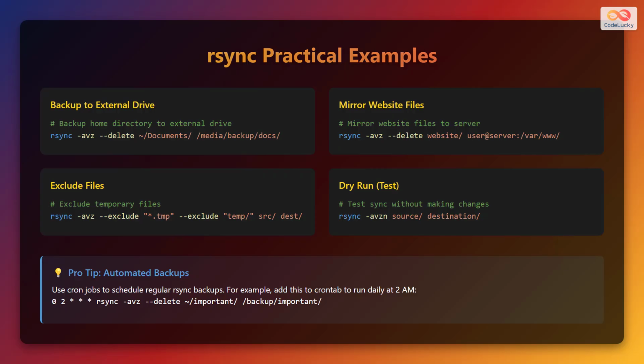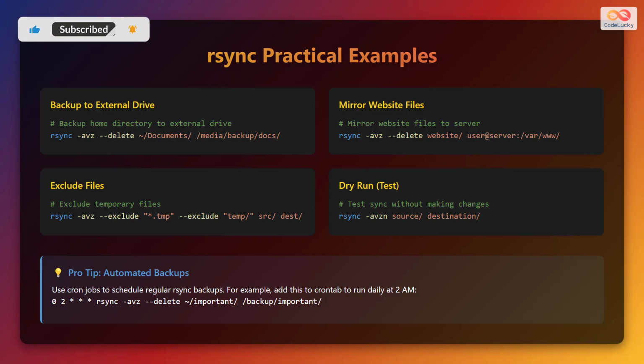Let's explore some practical examples of how to use rsync. To back up your home directory to an external drive, you can use the command rsync -av --delete ~/documents/ followed by /media/backup/docs/. This command creates a backup of your documents folder. To mirror website files to a server, you can use the command rsync -avz --delete website/ user@server:/var/www/. This keeps the website files on the server synchronized with your local copy.